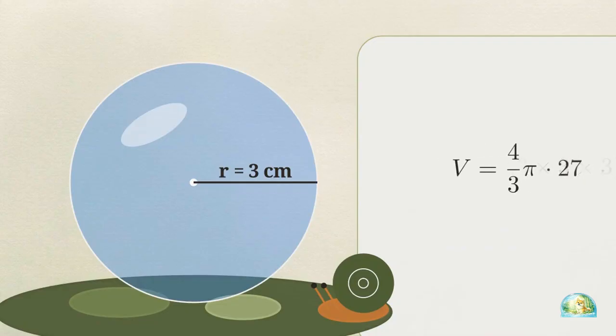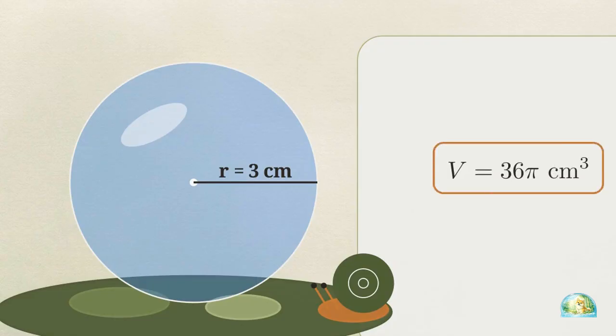3 times 3 times 3 gives us 27. Next, we multiply 27 by the fraction 4/3. 27 divided by 3 is 9, and 9 times 4 brings us to a final volume of 36 pi cubic centimeters. A sphere uses the radius cubed because it lacks a flat 2-dimensional base. The volume measures 3-dimensional space extending outward in all directions from a single center point.